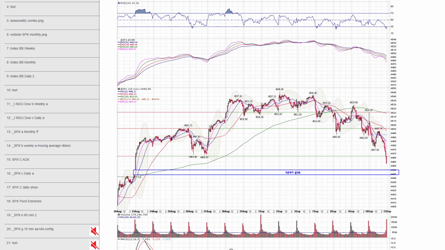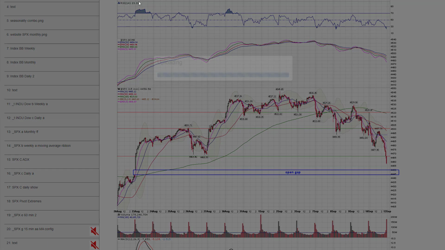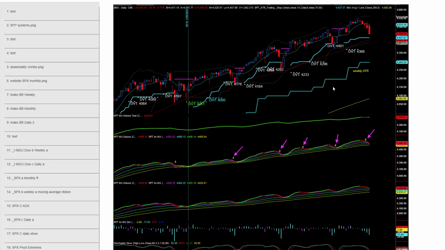You can see this open gap from August 23rd is likely a target in the short term. Next, let's move to the KISS charts. Here's the daily KISS. No new DVTs here, 43.68, still pretty wide on the daily.